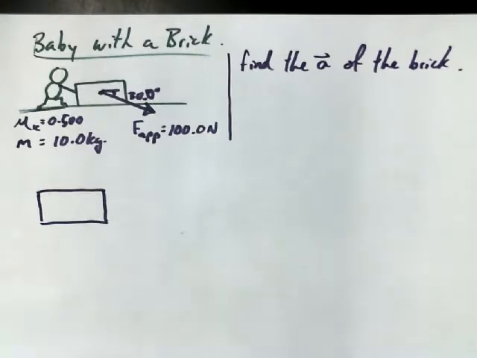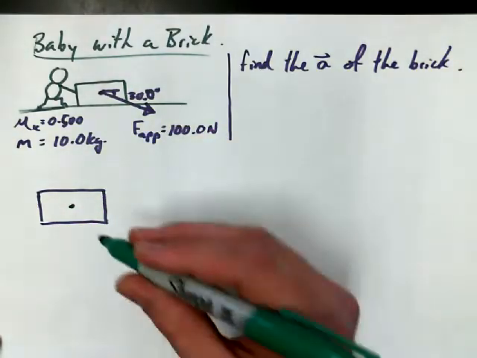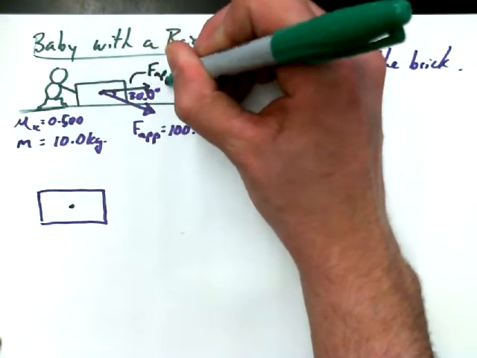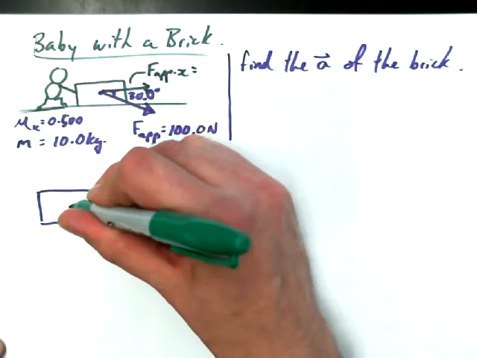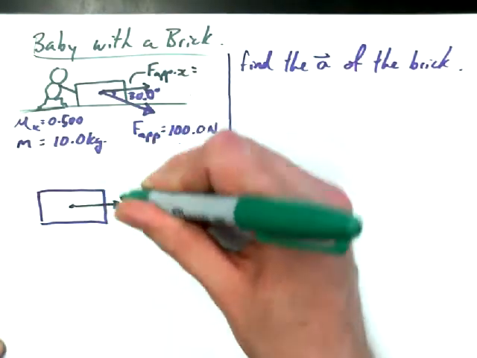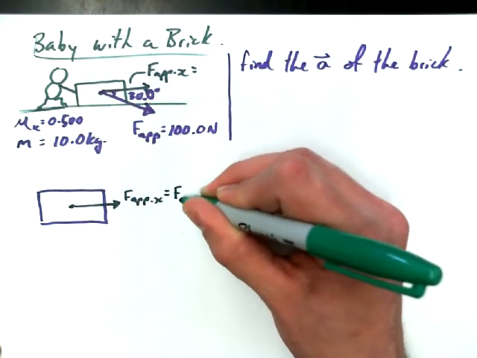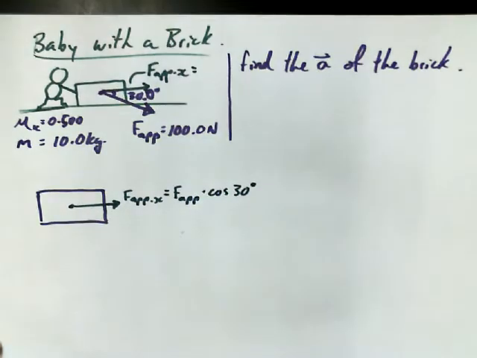Sine 30 F of y. Okay, well, let's talk about the F applied x then. You're right. So I want to go back to the illustration. We could call something F applied x, FAPX if you like, and it would be F applied cosine of 30. So in the horizontal, I've got FAPX, which is FAP times cosine of 30 degrees.